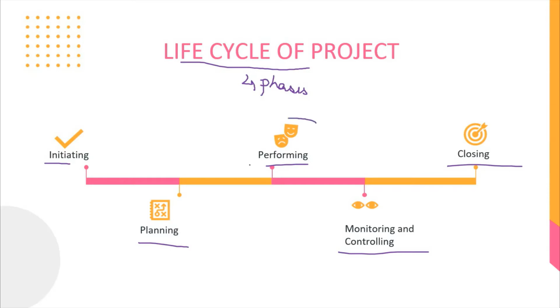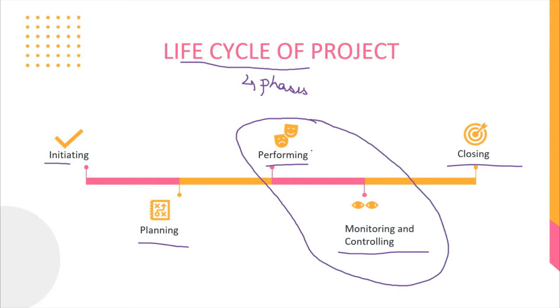This is because the performing and monitoring and controlling phases move together. When we perform the work, it's necessary to monitor as well. So we consider both these phases as one. So in totality, there are 4 phases in a life cycle.